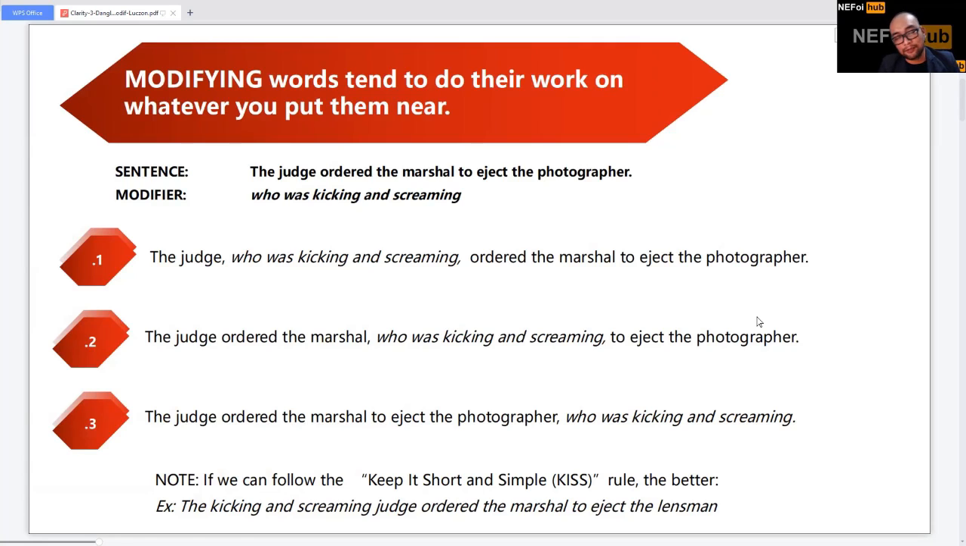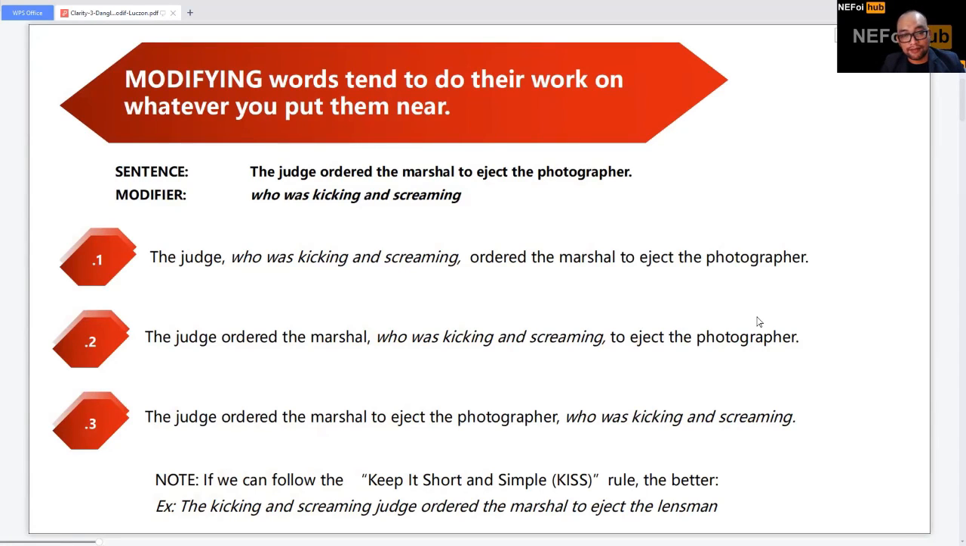So anyway, modifying words tend to do the work on whatever you put them near. Okay, what does that mean? These modifying words can be in the form of one word or a group of words, whether it's an adverb or adjective, to create an expression or a term.